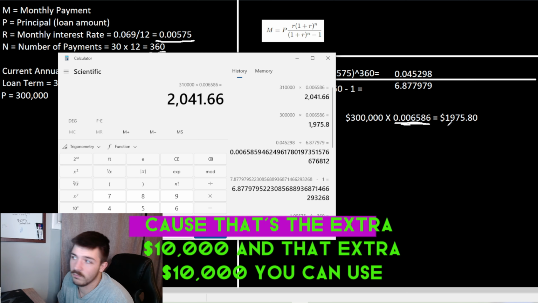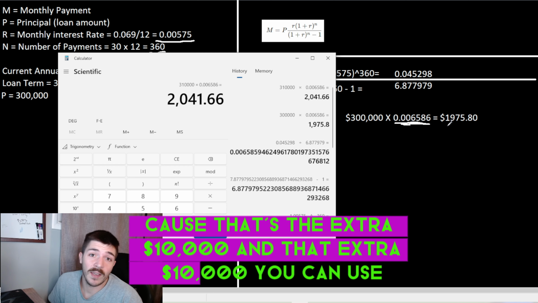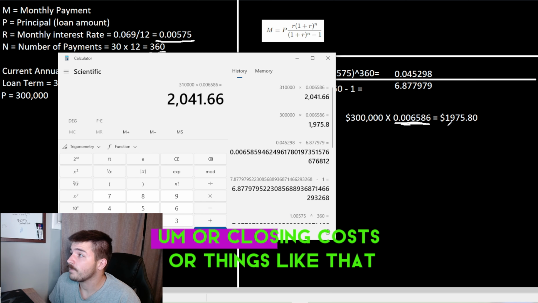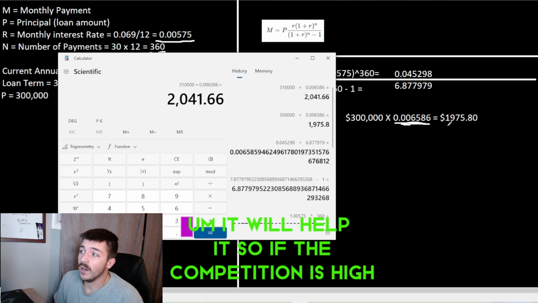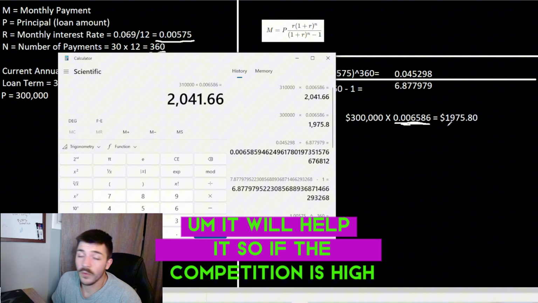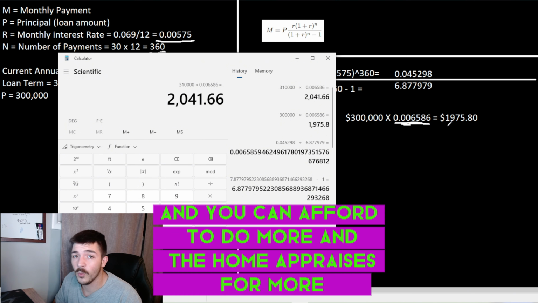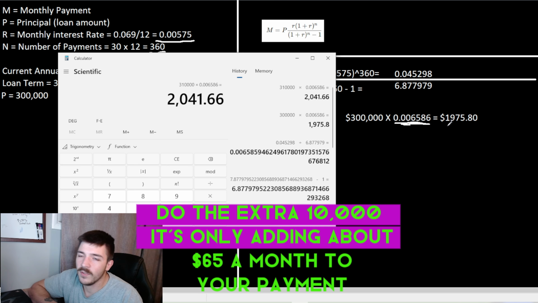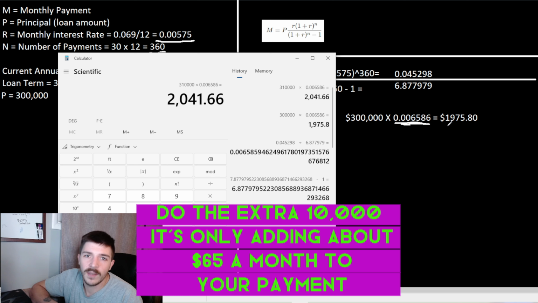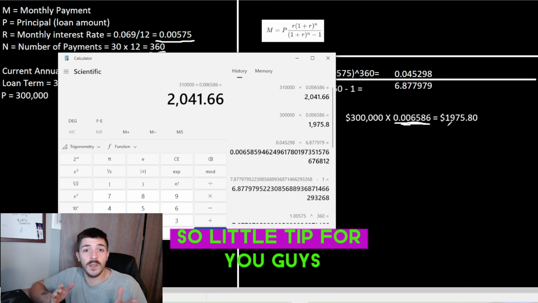Because that's the extra $10,000. And that extra $10,000 you can use for closing costs or things like that. It will help. So if the competition is high and you can afford to do more and the home appraises for more, if it makes sense, do the extra $10,000. It's only adding about $65 a month to your payment, and you'll get the home. Everybody will be happy. So, little tip for you guys.